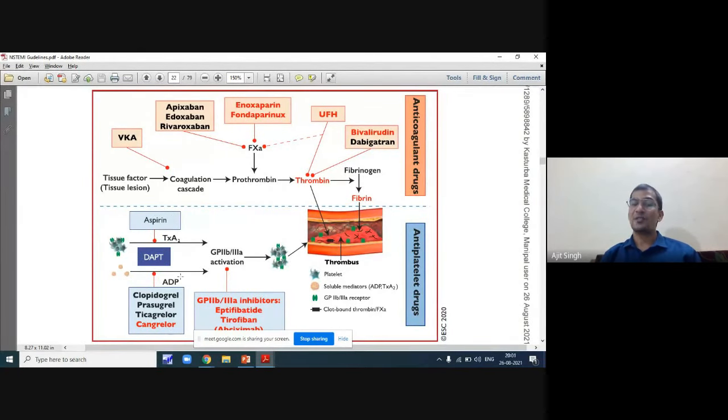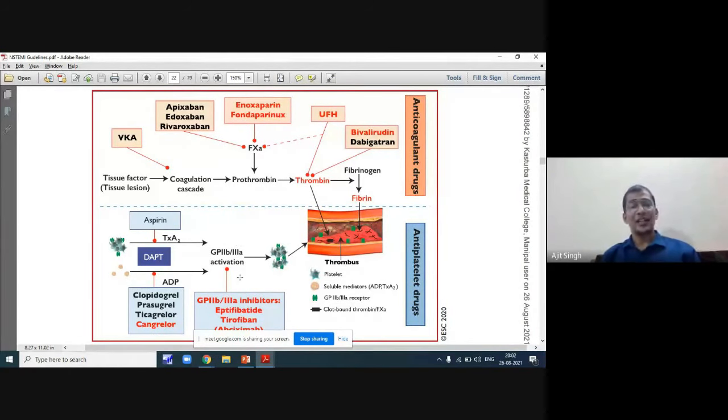Along with that, we have to give one ADP inhibitor, or P2Y12 inhibitor, we call it. That could be clopidogrel or prasugrel or ticagrelor. Ticagrelor is the latest drug, which is more efficacious than clopidogrel and prasugrel. So we recommend ticagrelor. Now cangrelor, why is it red? Because it is under trials, right?